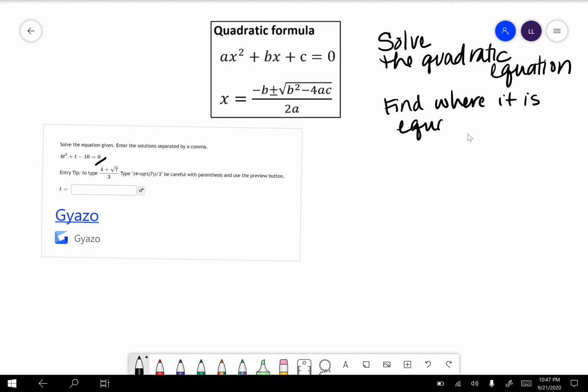Now, here's another thing I need you to know. In order to do the quadratic formula, you must be in standard form. You cannot do this without being in standard form. So you're going to have to finagle your equation to make sure that A, B, and C are on the same side of the equal sign, and to be very specific, find where the equation equals 0.